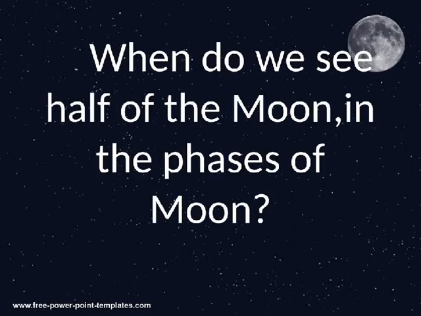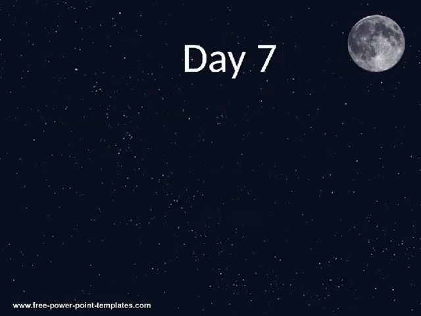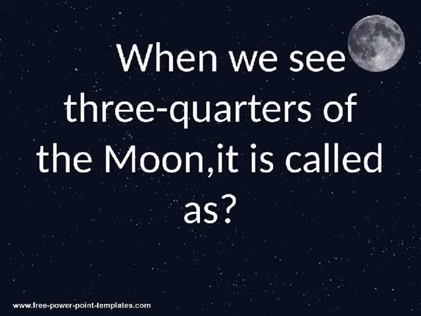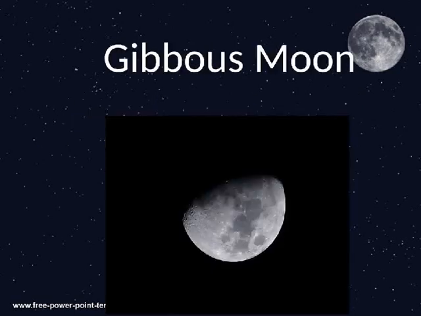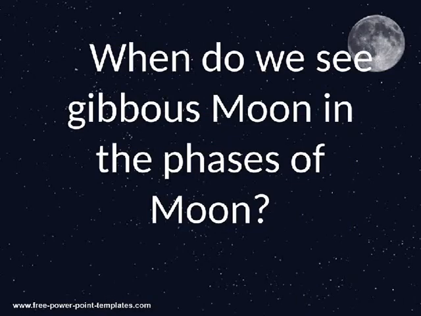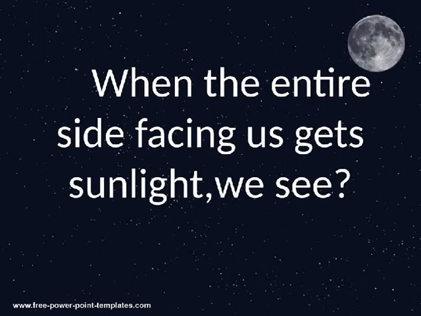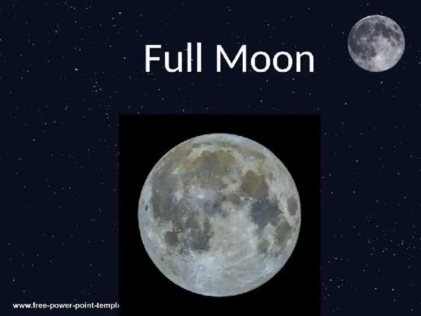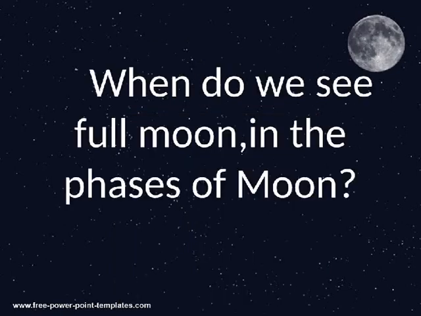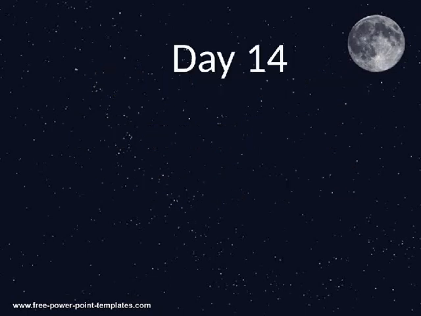When do we see half of the moon, in the phases of moon? Day 7. When we see 3/4 of the moon, it is called as gibbous moon. When do we see gibbous moon in the phases of moon? Day 10. When the entire side facing us gets sunlight, we see full moon. When do we see full moon, in the phases of moon? Day 14.